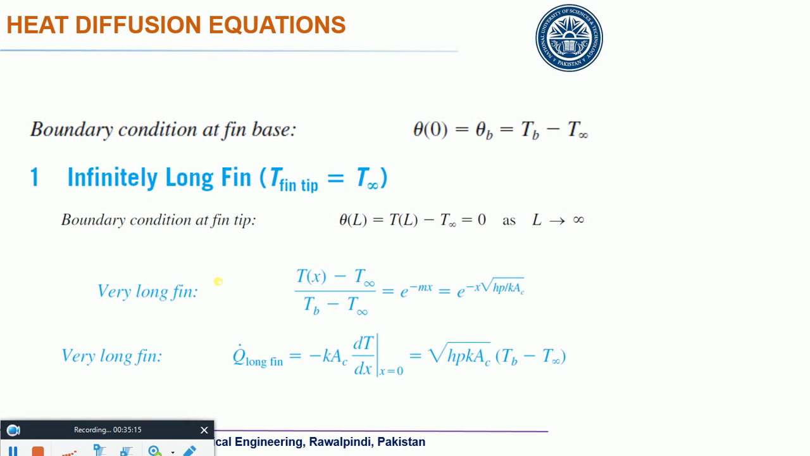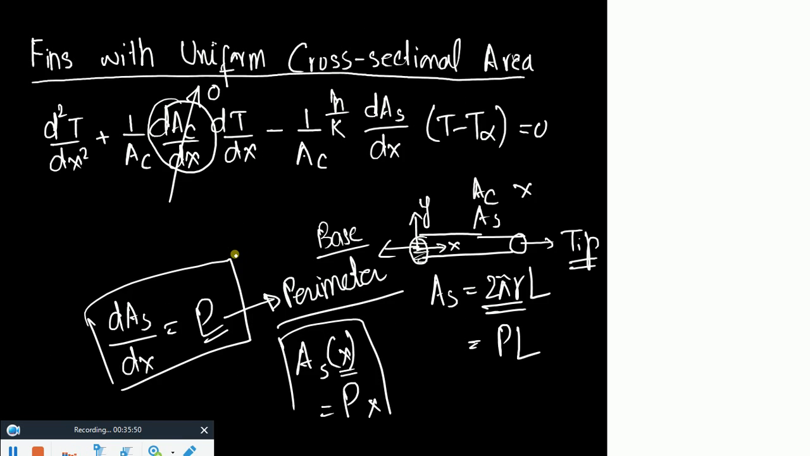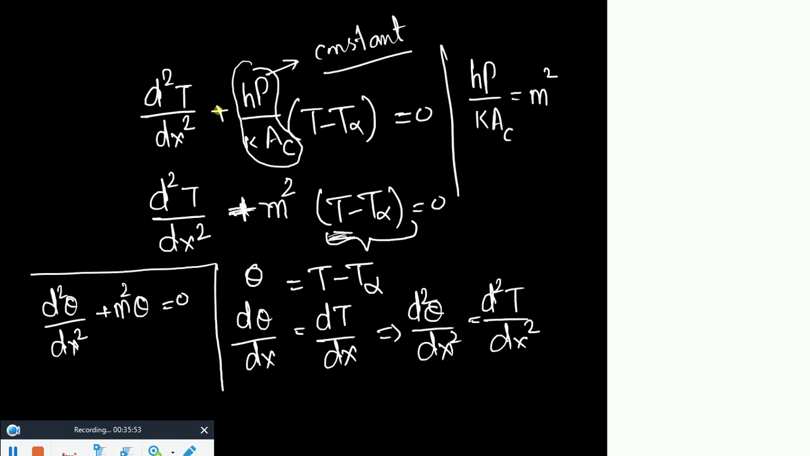So finally, I can write this equation as d square theta by dx square plus m square theta equals 0. Sign would be what? Negative where? Why should it be negative? Okay, I'm sorry. Oh, sign. You're talking about this thing. Okay, thank you. This is negative sign. Okay, so this would be negative sign.